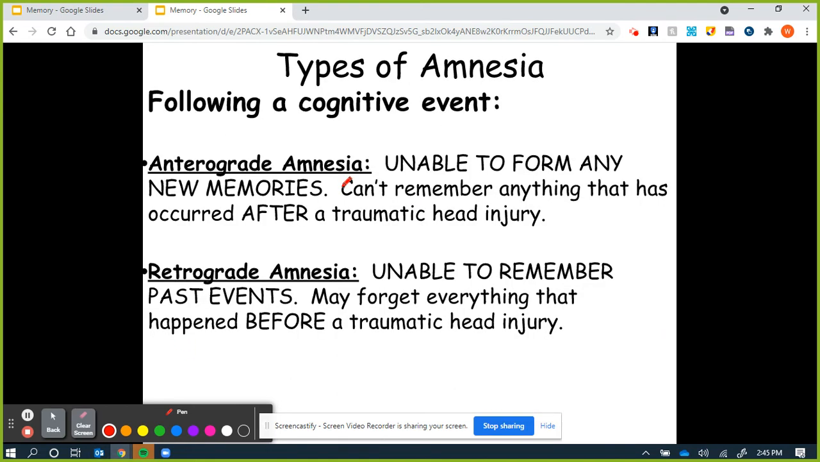Following a cognitive event is something like a TBI, traumatic brain injury, a stroke, an aneurysm, anything like that. Probably the most common reason for amnesia. Following a stroke, anterograde amnesia is when you can no longer form new memories. You can retrieve old ones, but the hippocampus isn't processing memory. It's not able to send it out to the cerebral cortex to be stored anymore. So we can't form any new memories.